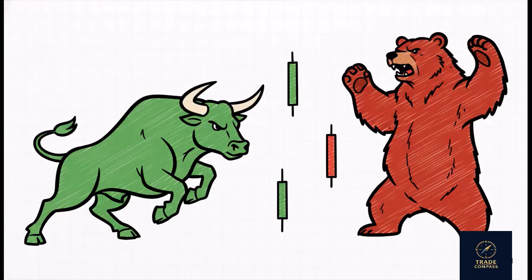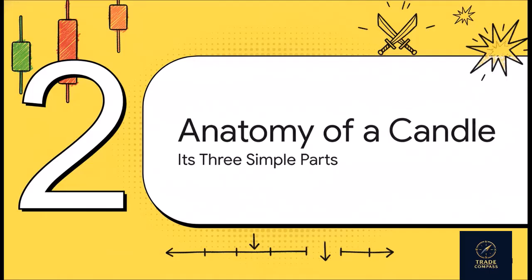Okay, so here's the absolute core idea, the one thing you need to get. Forget all the complicated numbers for a second, just think of it like this. It's two armies. You've got the buyers, we call them the bulls, and they're always trying to push the price up, and then you have the sellers, the bears, who are trying to shove it back down. Every single one of those little bars, we call them candles, is basically just a snapshot of one round in that epic nonstop battle.